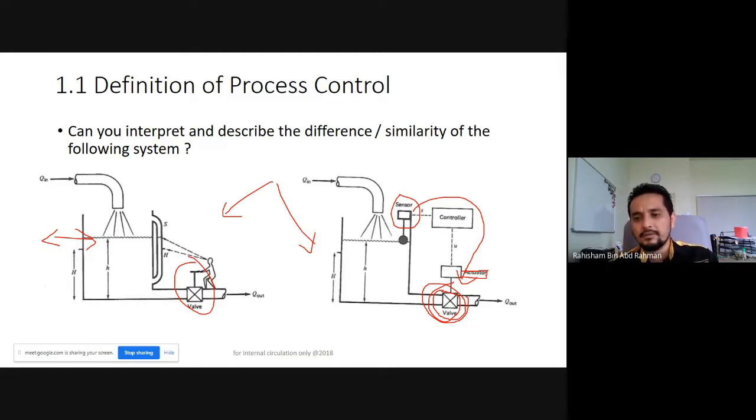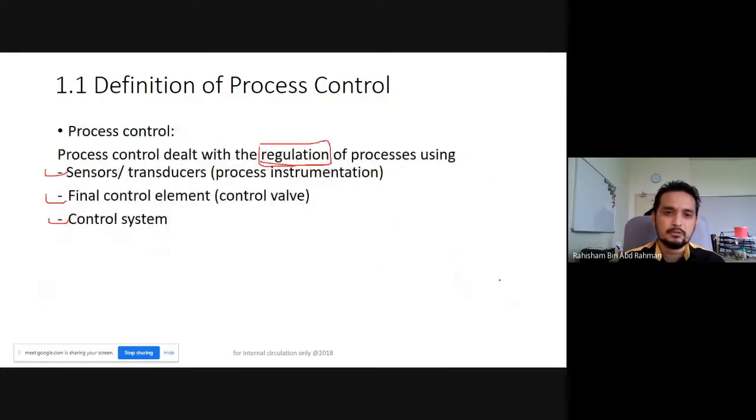Without the valve, the actuator cannot control the flow rate here. Without the sensor, the actuator will not be able to decide whether it needs to open or not. Without the sensor and without the actuator, the valve cannot be opened. So these are some important elements of process control, right? Sensors and transducers, final control elements, and a control system.